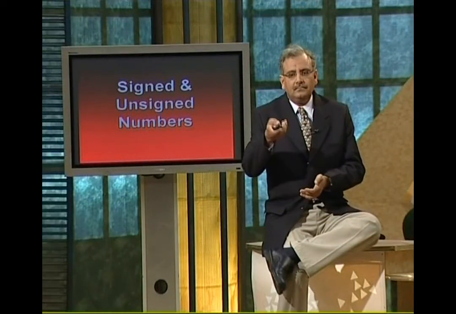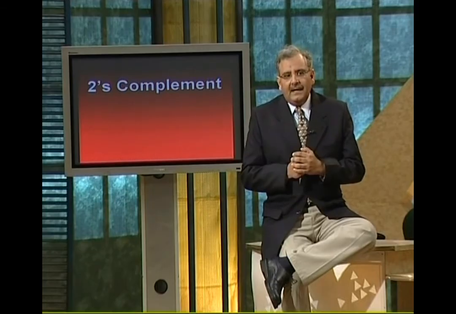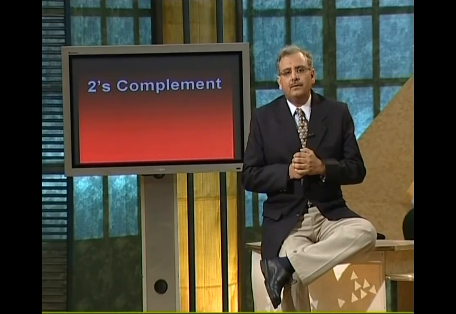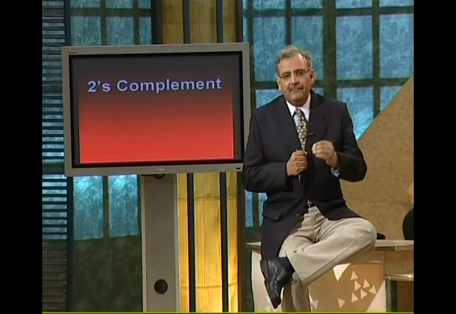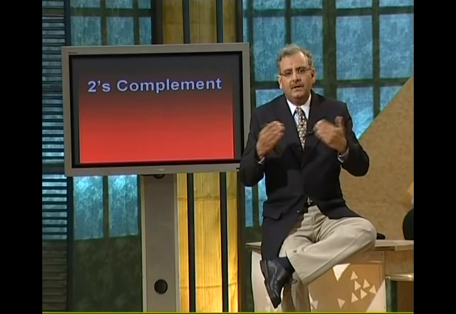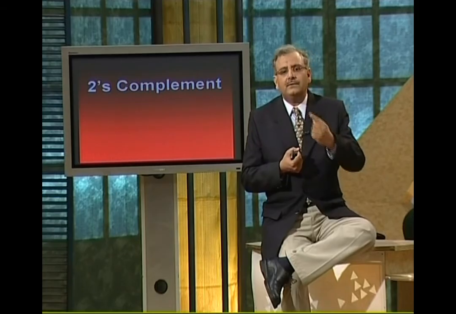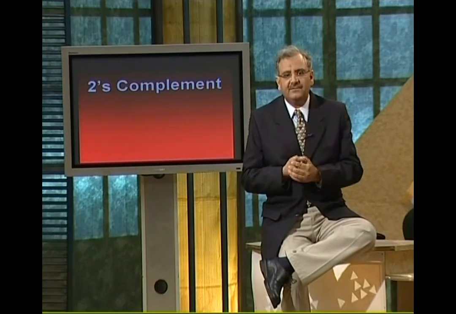There is yet another way of representing signed numbers. The method is 2's complement. In the 2's complement method, we take the original number and calculate its 1's complement. What is the 1's complement of a binary number? Basically, you invert all the bits. So, for example, the number is 1010. If you take its 1's complement, you would have 0101. You have basically inverted all bits.